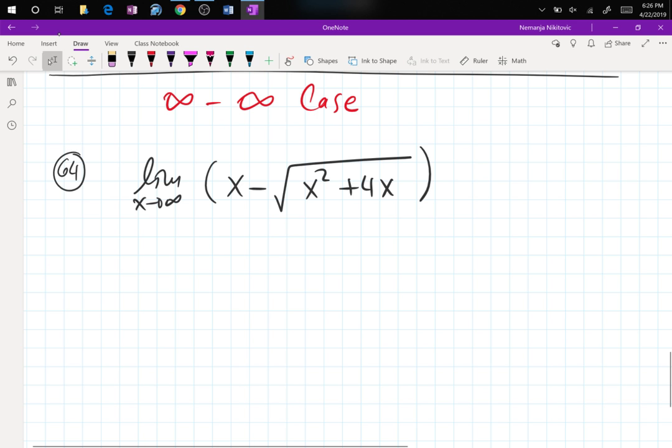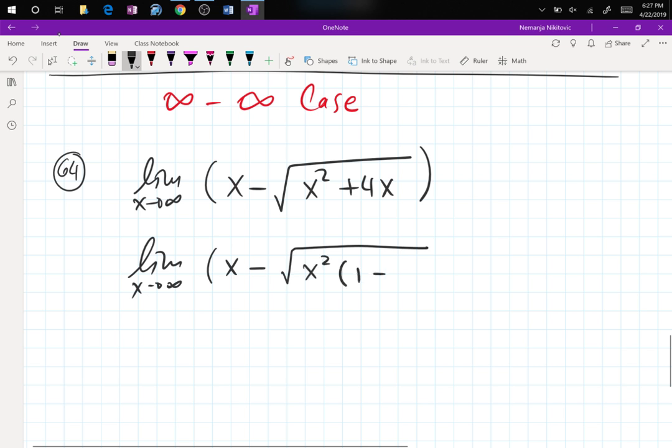Well, the problem is that I can't really factor here, right? Because this is one term, this is the other term. Like, what do I factor, right? So I first need an x to factor, and I see x squared. I need more stuff. So more algebra here. We're going to have x minus, and then I'm going to factor out x squared and get 1 minus 4 over x. Hello, algebra.